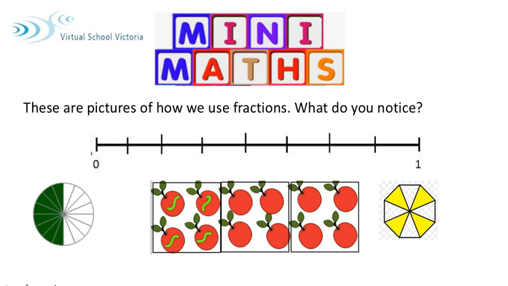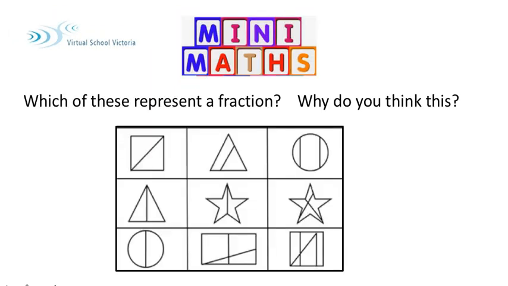Here are different ways that we represent fractions. You can have fractions on a number line, you can have fractions of a single object that is cut up equally into bits and pieces, and you can have a fraction of a whole group. The thing with fractions, they can be really big or really small, and they can work with just about any number. Now, which of these shapes represent fractional parts?